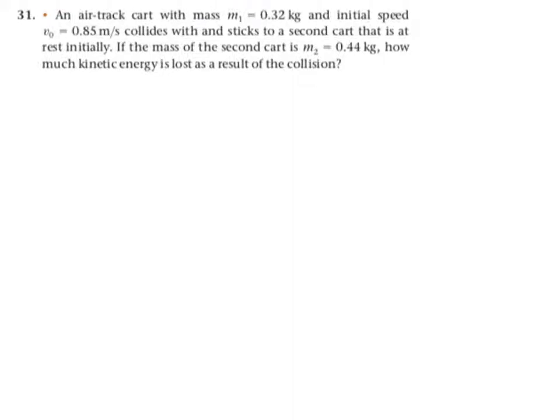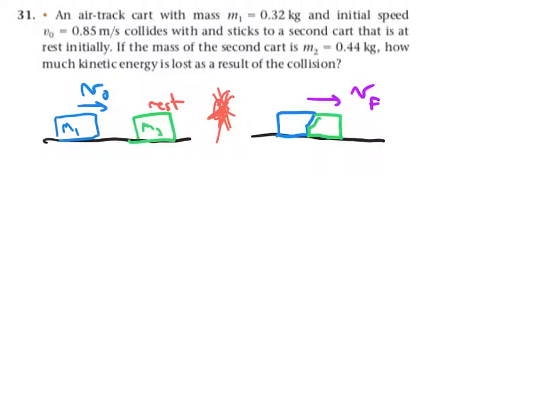Chapter 9, Number 31. An air-track cart with mass m1 equals 0.32 kilograms and initial speed of v0 equals 0.85 meters per second collides with and sticks to a second cart that is at rest initially. If the mass of the second cart is m2 equals 0.44 kilograms, how much kinetic energy is lost as a result of the collision? And clearly what we want to do here is find the final speed vf, so that we can use K equals a half m v squared for both cases.